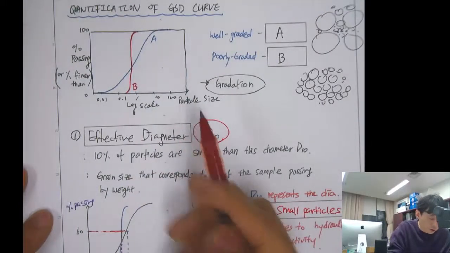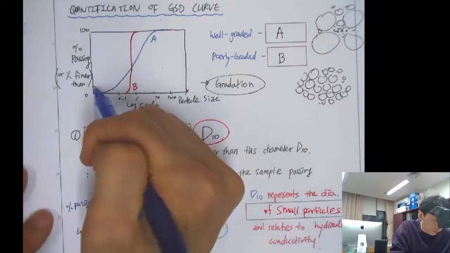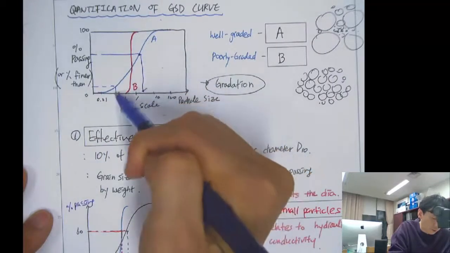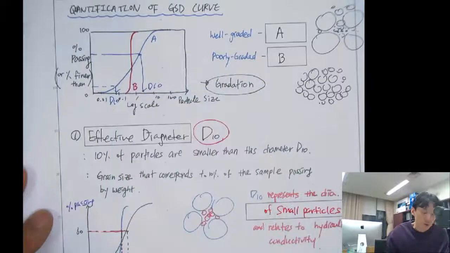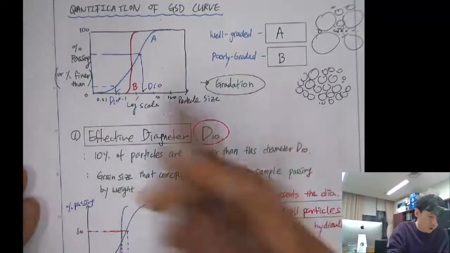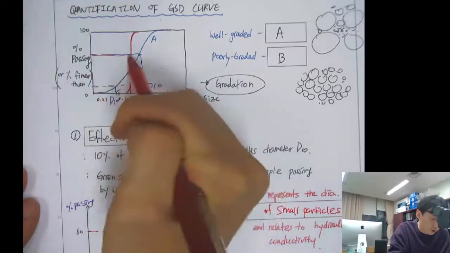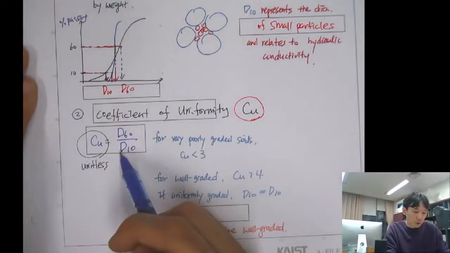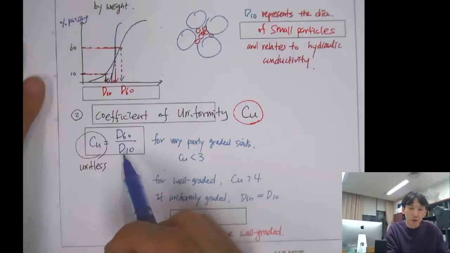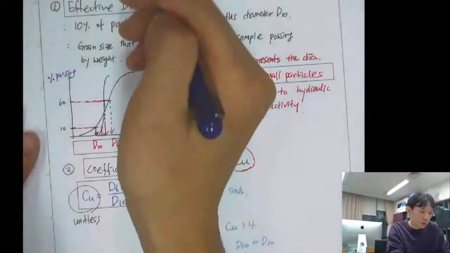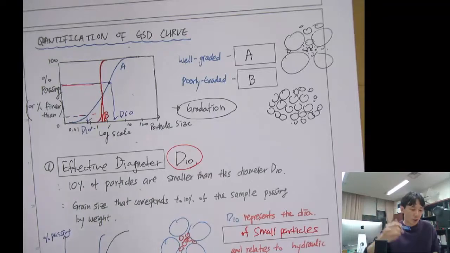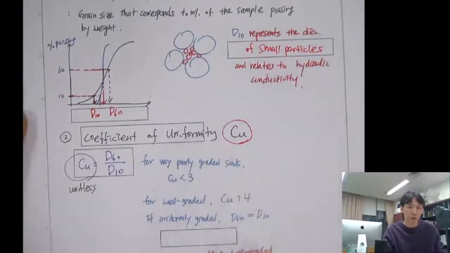What will be the D10 of soil A? Let me use this one. Maybe here. And D60 will be here. Right? D60, D10. And for soil B, D10 will be somewhere here, and D60 is also very close to D10. So for soil B, when you compute the coefficient of uniformity, it's going to be very close to 1. But for soil A, because it's wide, D60 is much larger than D10. So it's going to be bigger than 4 or 5, right? It could be like 10.